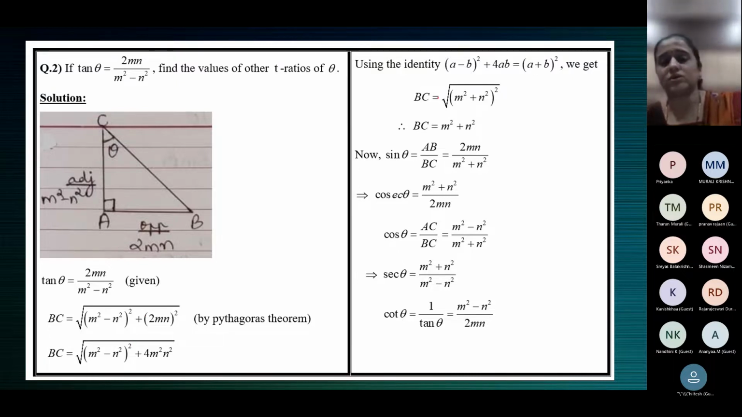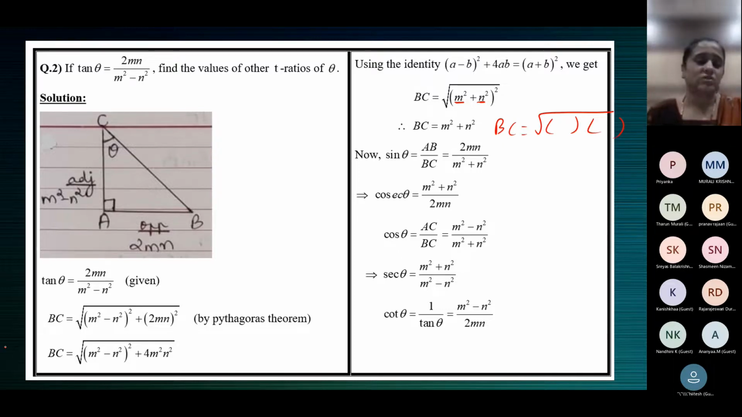So using the identity, you get root of m square plus n square the whole square. A plus B the whole square, A is m square, B is n square. Because of the whole square, BC is equal to root of this one 2 times, m square plus n square 2 times. So BC is equal to m square plus n square. So we got the hypotenuse: m square plus n square.